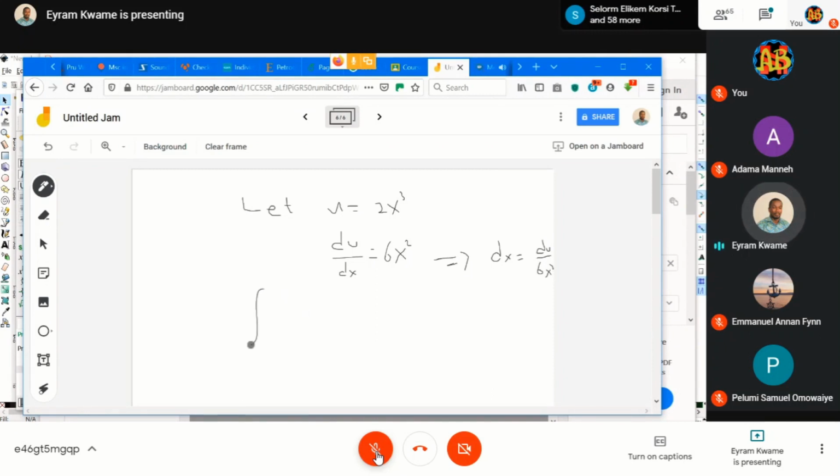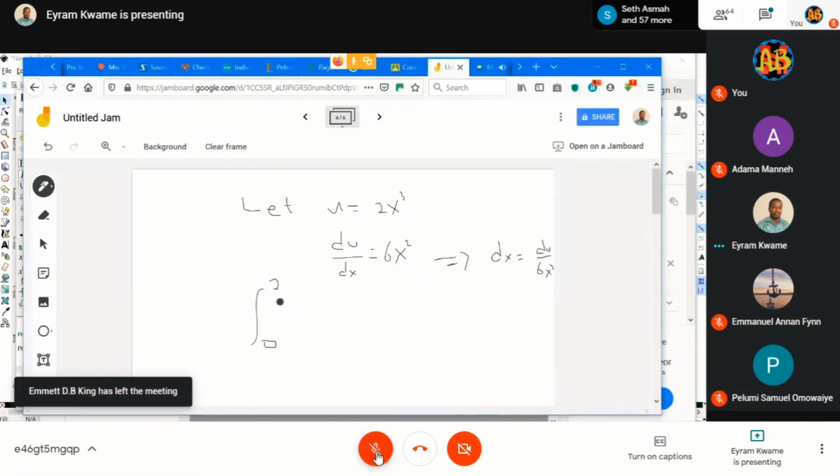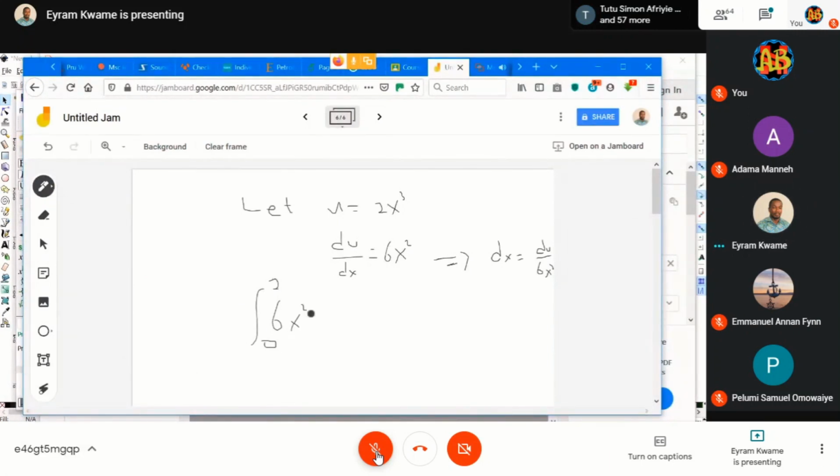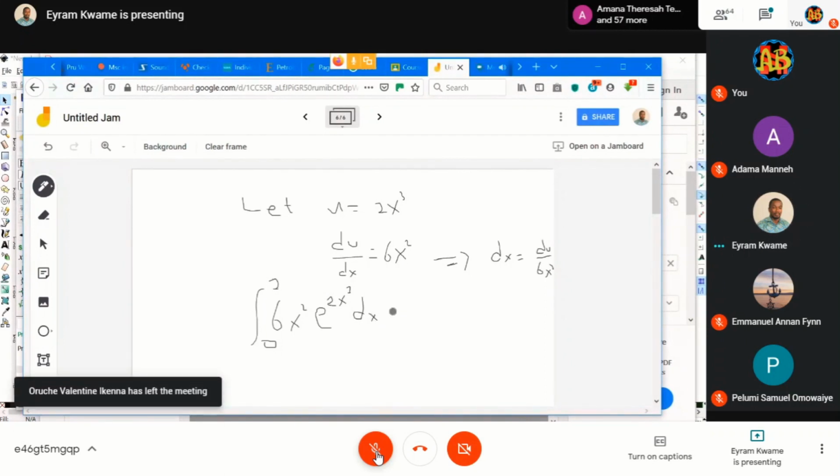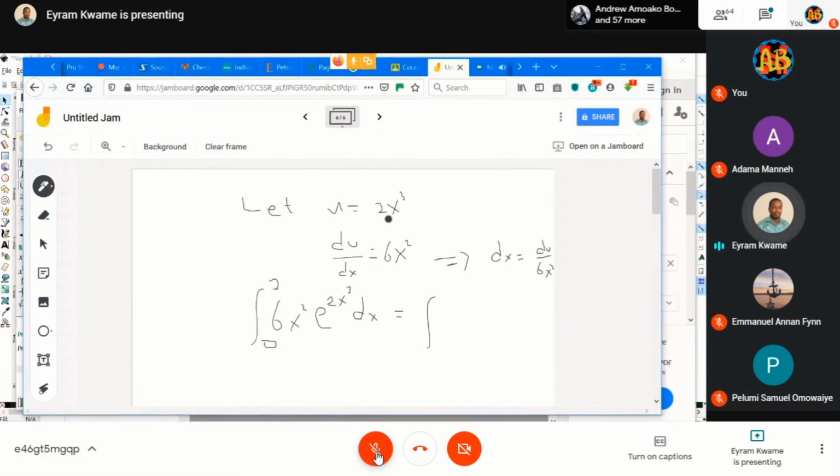So this integral, which is from 0 all the way to 2, 6x squared e raised to the power 2x cubed dx, can be written as what? The integral, you can change the limit, or you can also keep the limit and then convert back. I'm not bothered at all. So this becomes what? I'll leave the limit for now.